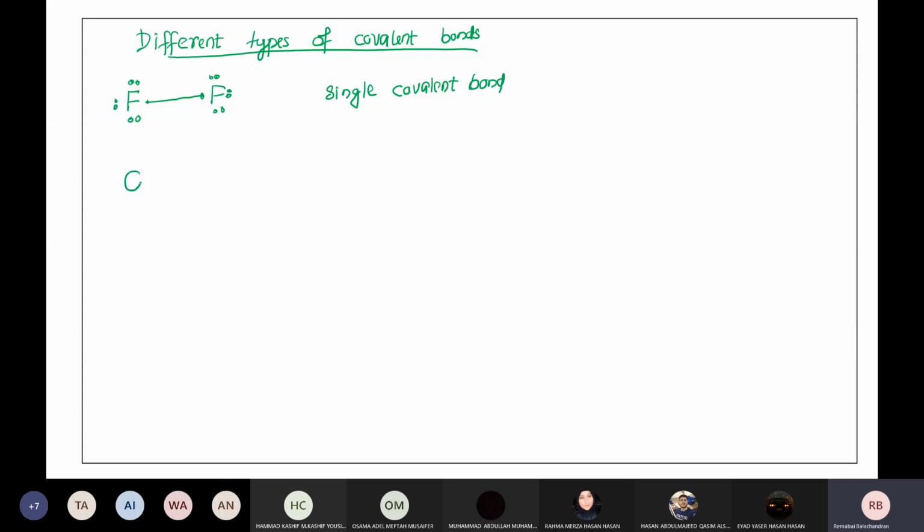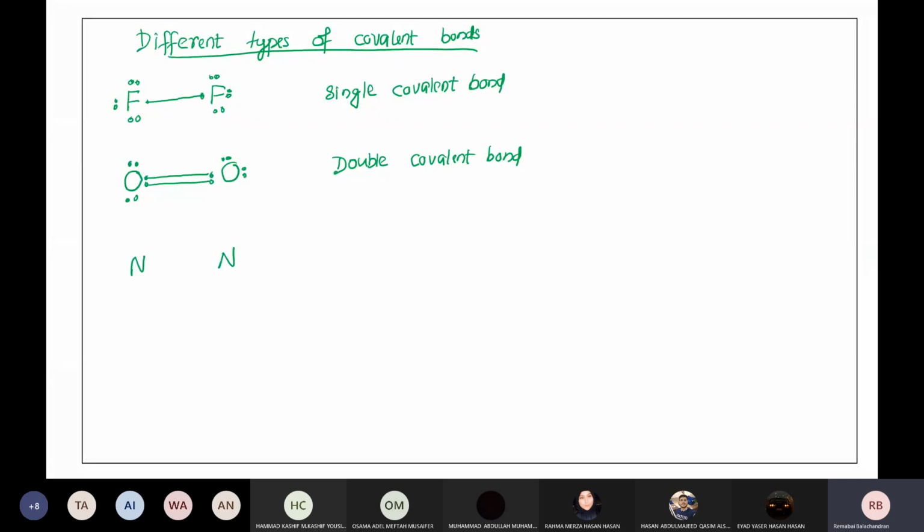Now say oxygen. Which group of the periodic table is oxygen in? It is 16, so it will have 6 valence electrons. Each one has 6 electrons and needs 2 more. So they share electrons. How many do they share? That results in what type of bond? Double covalent bond. Single, double.